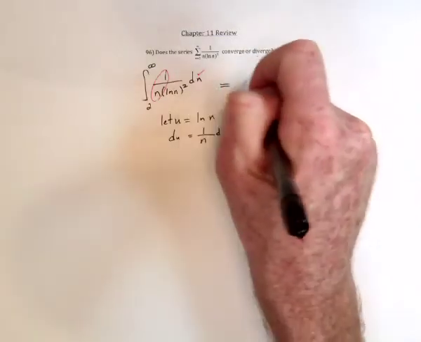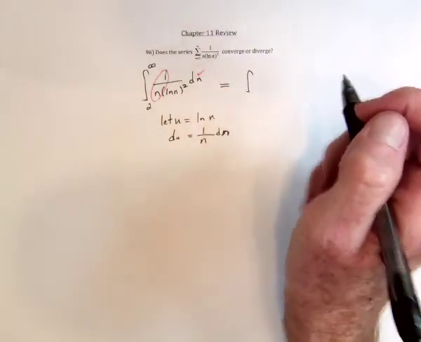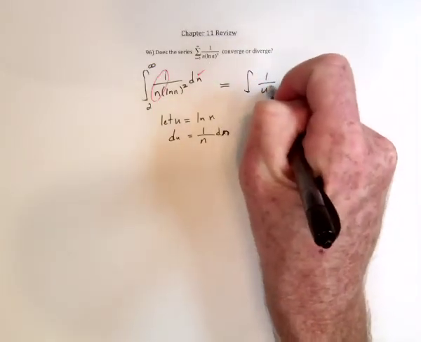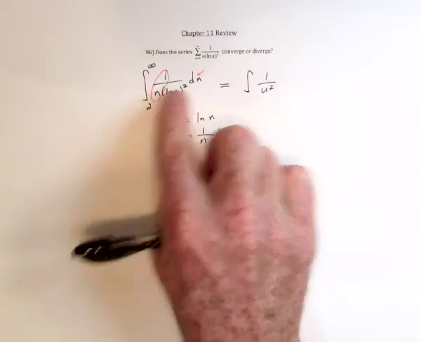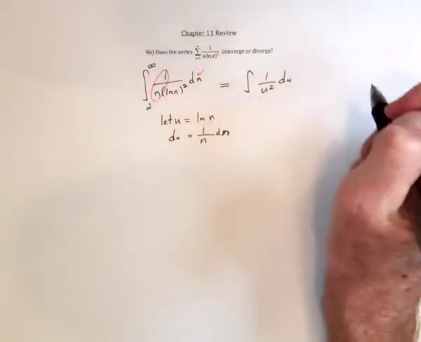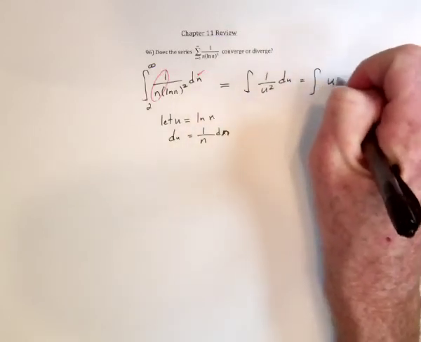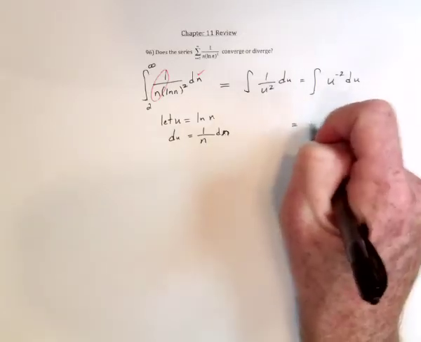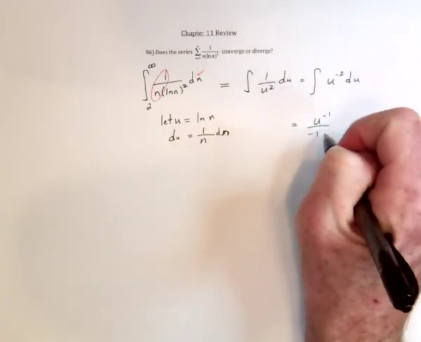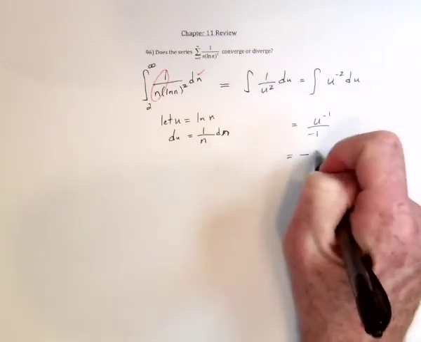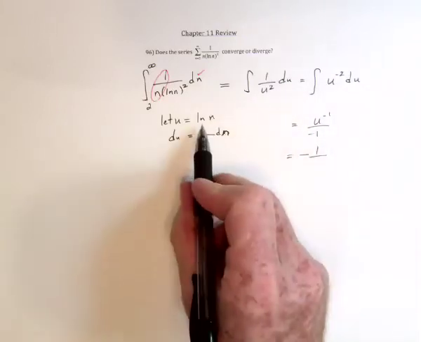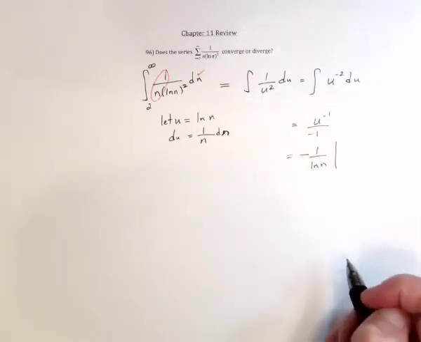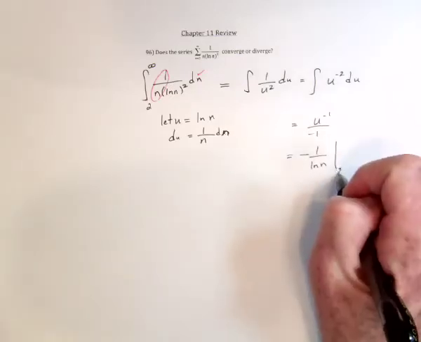So that's going to be the integral, and for now I'll leave the limits off until I get the n's back. It's going to be 1 over u squared for that part, and then this other part is the du. So in other words, integrate u to the negative 2. Well, that's going to be u to the negative 1 over negative 1, or in other words, negative 1 over u. And u is this guy. All right, now that it's back to n, I'll put the limits. It goes from 2 to infinity.